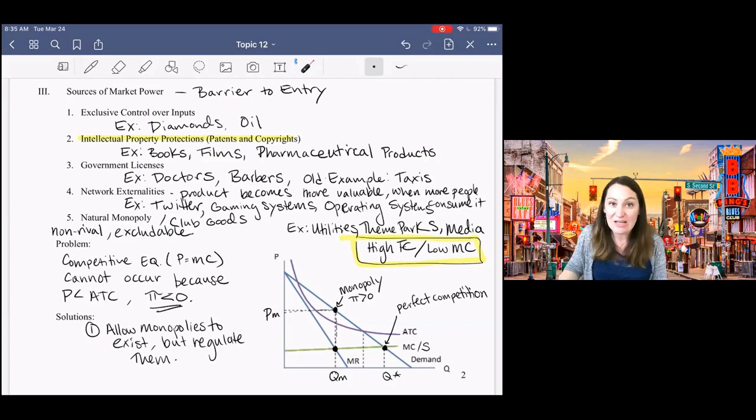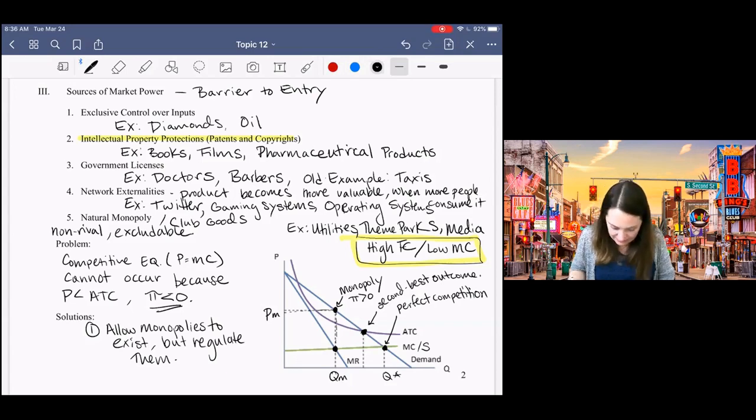But it's not good, right? Because the firm has restricted the quantity they sell in order to increase their price. They're taking all of the surplus from consumers, and we get a bunch of deadweight loss. So this is actually not a good outcome either. What is the best outcome in this situation? Well, if we want to allow monopolies to exist, we should regulate them so that we get to this point, which is a second best, because this is the lowest price at which profits are not negative.